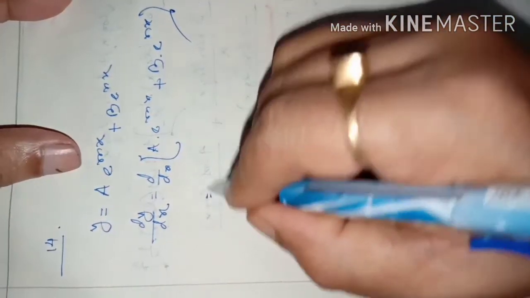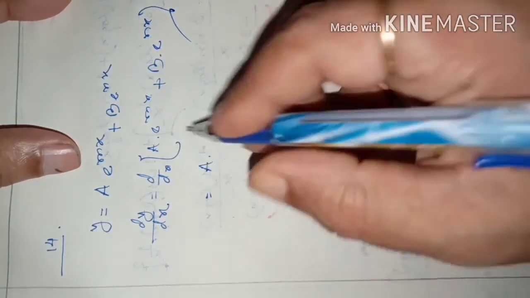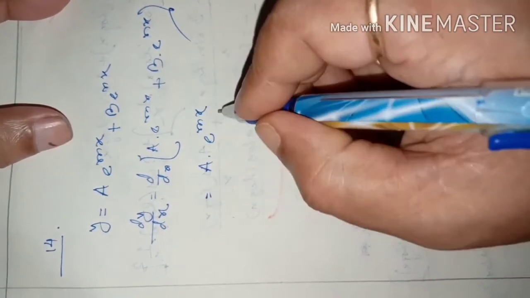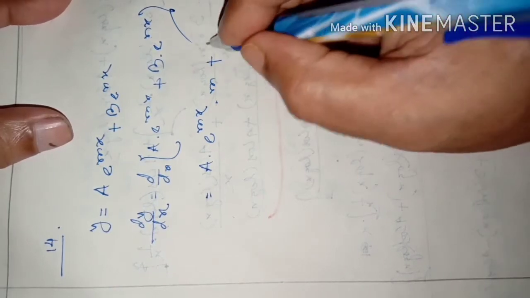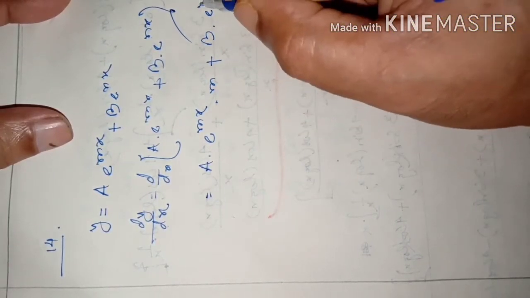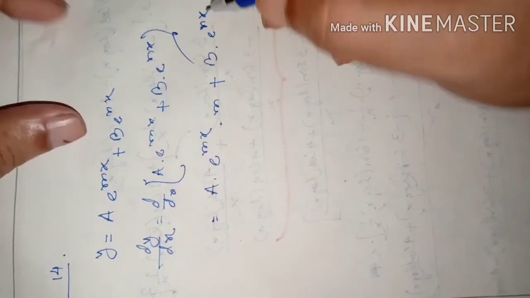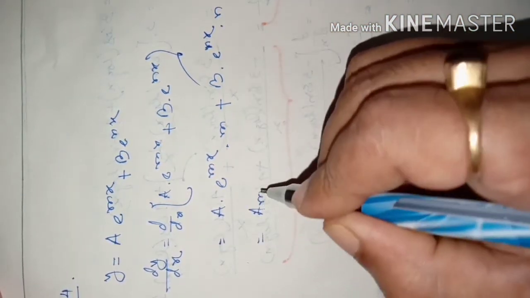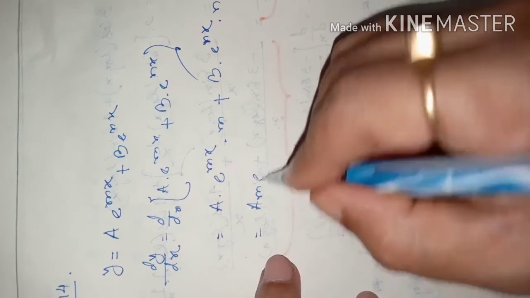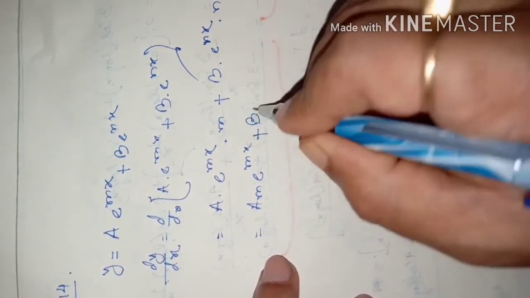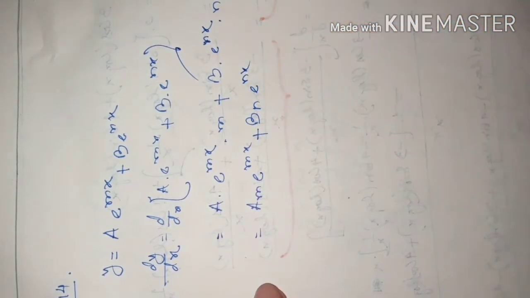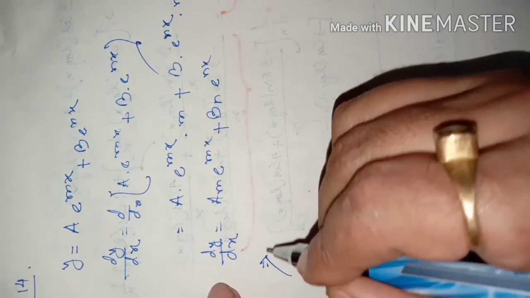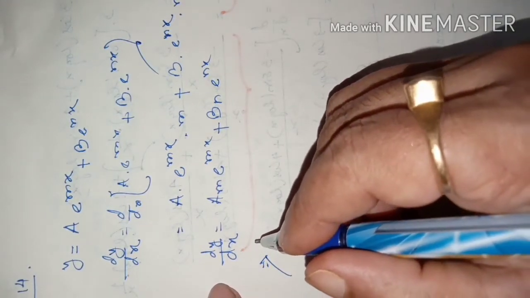Then ddx of a, a is a constant here, e to the power of mx. So e to the power of mx will be e to the power of mx only, but ddx of mx is m, plus b into e to the power of nx will be e to the power of nx into, again, ddx of nx is n. So the final thing will be am e to the power of mx plus bn e to the power of nx. This is dy by dx. Now secondly, we will find out d2y by dx square.